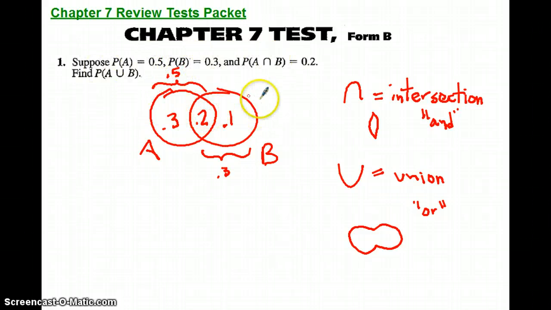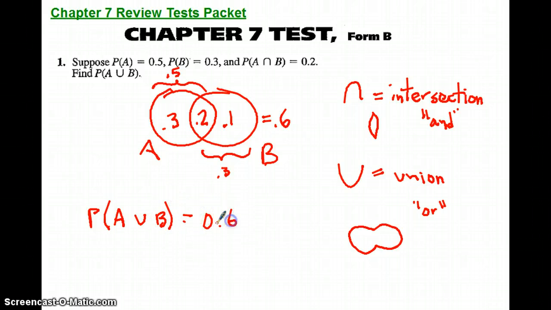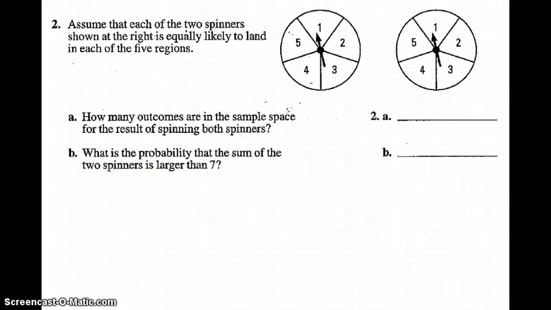The question was, what's the probability that I'm going to land anywhere in this entire zone? Now these little regions are separate places. This is the stuff that's in A that's not in B. This is the stuff that's in B that's not in A. And this is the stuff that's in both, in order to make the correct totals. Altogether, and I can add that because it's separate stuff, this adds to 0.6. So the chance of something falling under A or B is actually 60%. Okay, all right, on to number 2.